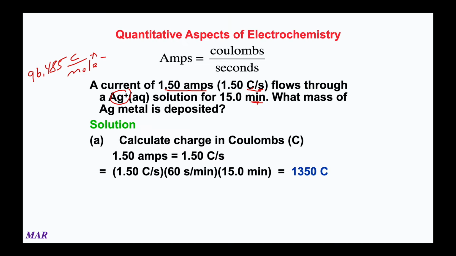Let's first of all calculate the charge in coulombs, which means turn your time into seconds and multiply by the amps. So every minute is worth 60 seconds, and we have 15 minutes. And for every second, you have 1.50 coulombs transferred through. So that means in this problem, we have a total of 1,350 coulombs of charge transferred through. Woohoo! Now we have the Faraday constant. We can use those coulombs and the coulombs per mole in order to find how many moles of electrons that represents.